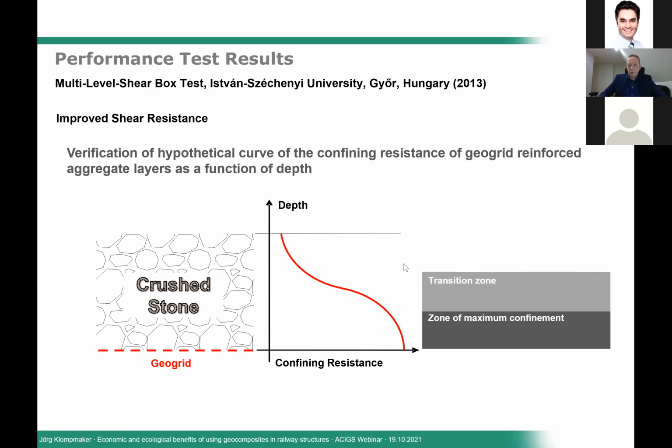And so we can quantify the zones of confinement mainly into 3 categories. The first one is the lower one, which is the zone of maximum confinement, because we are closest to the geogrid. Then there's an intermediate area, which we call the transition zone. And the further we are moving up, we have a zone of minimum confinement.